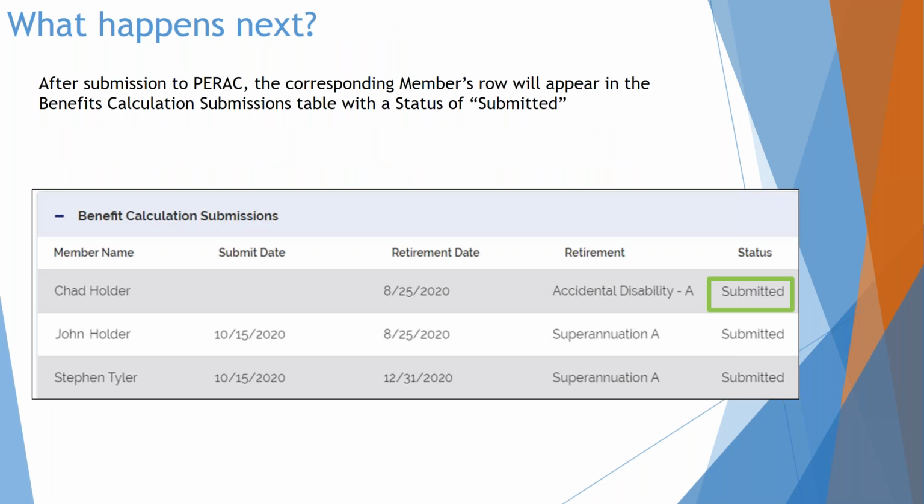All right, what happens next? After submission to PERAC, the corresponding member row will appear in the benefits calculation system with a status of submitted, and a PERAC staff individual will review it.